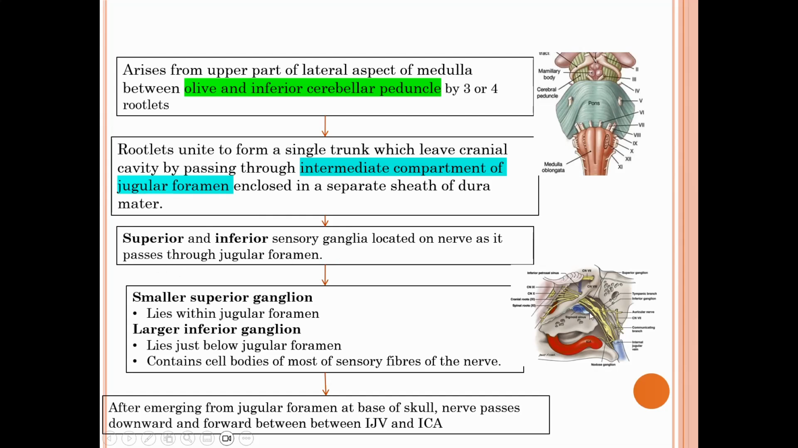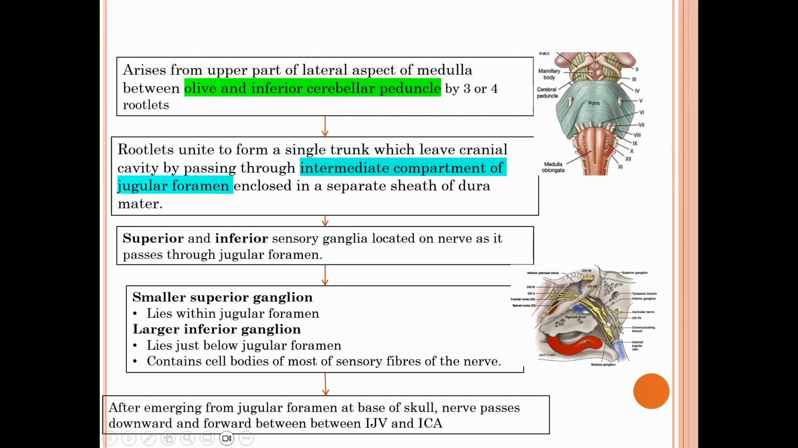So you can see here through the jugular foramen it is going out along with the 10th and 11th cranial nerves. The smaller superior ganglion lies within the jugular foramen, and the larger inferior ganglion lies below the jugular foramen, and these contain cell bodies of most of the sensory fibers of the nerve. After emerging from the jugular foramen at the base of the skull, the nerve passes downward and forward between the internal jugular vein and internal carotid artery.